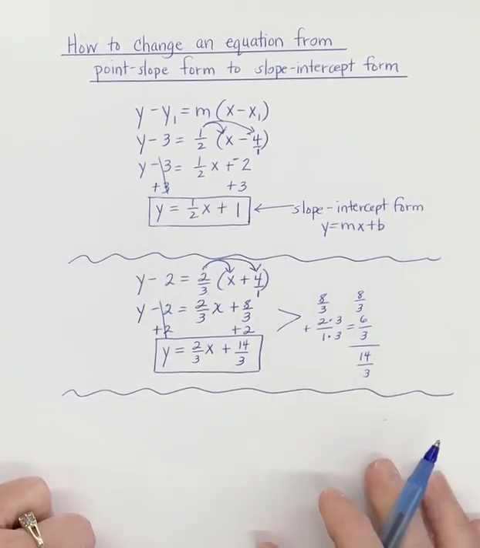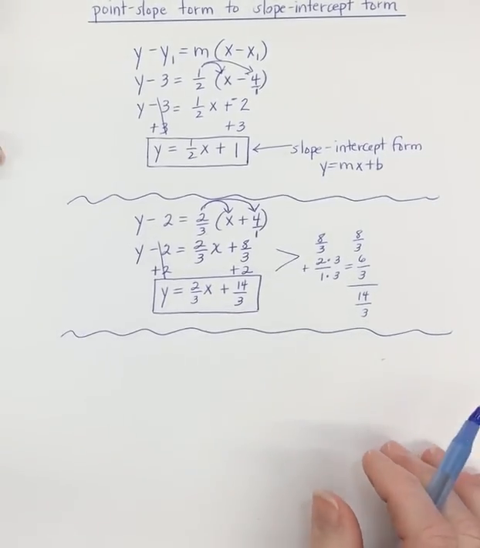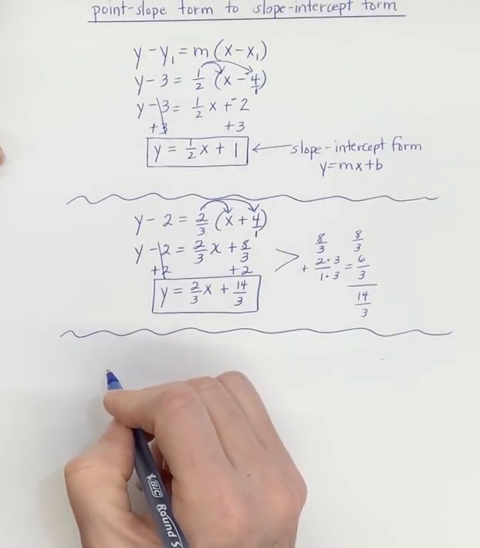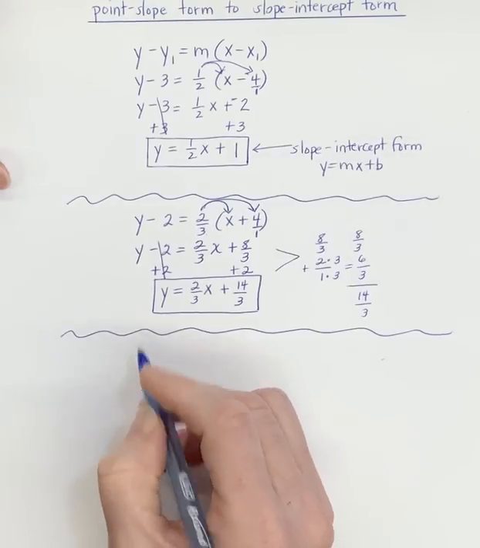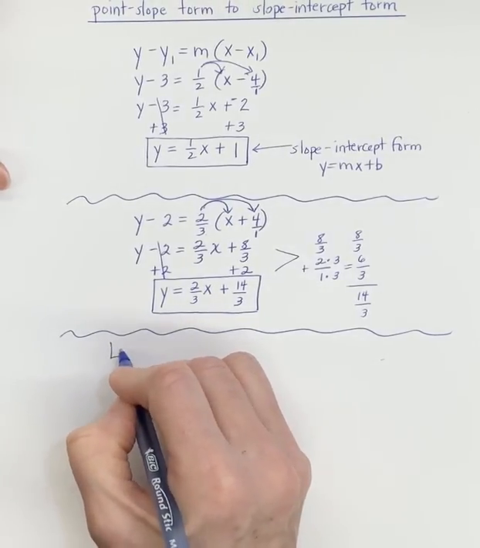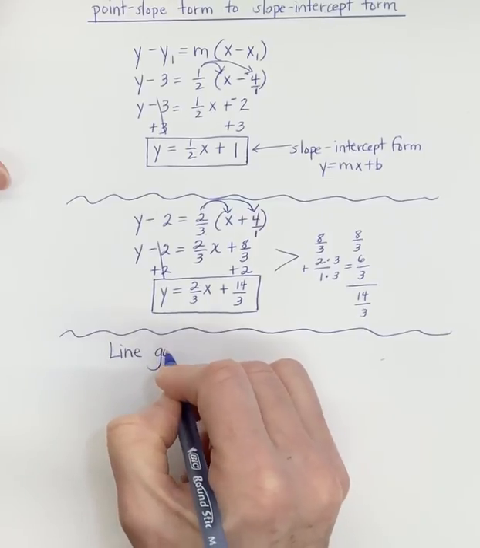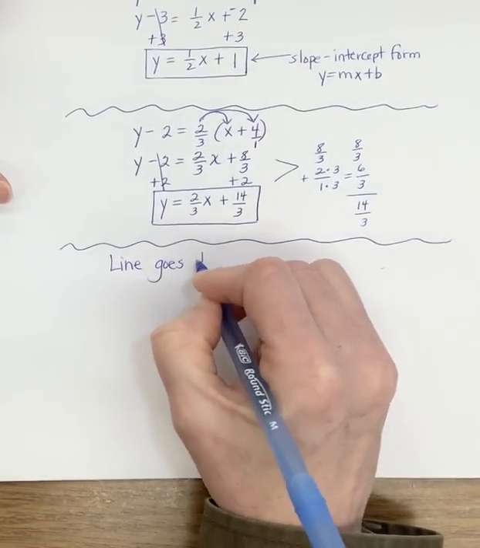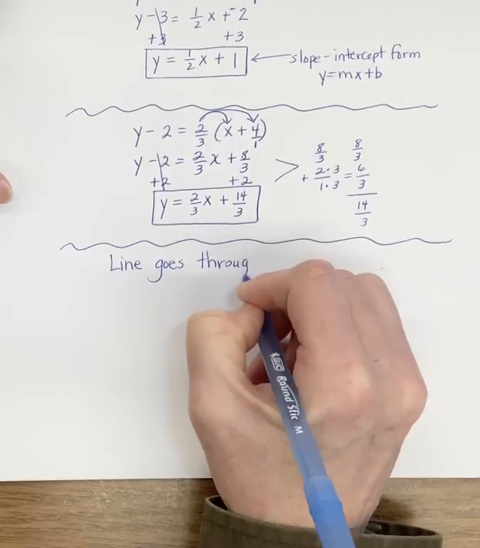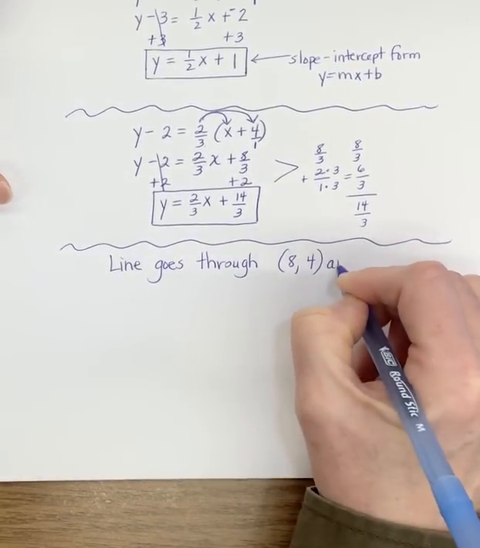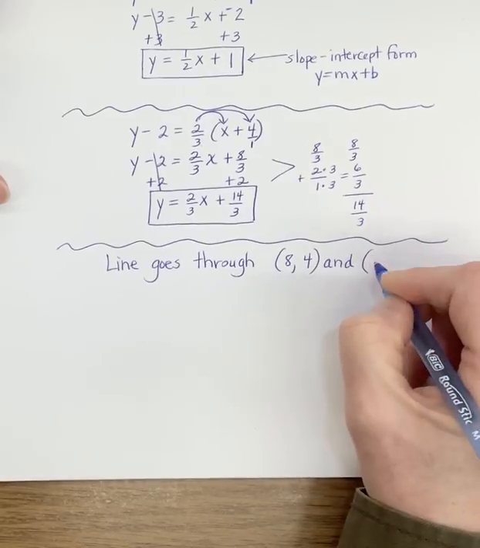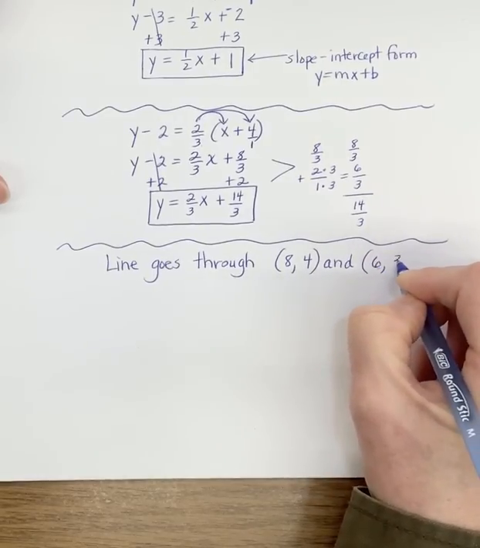Finally, I want to show a problem from beginning to end where we're given 2 points and we want to write the final answer in point-slope and then slope-intercept form. So let's say our line goes through the points (8, 4) and (6, 3).